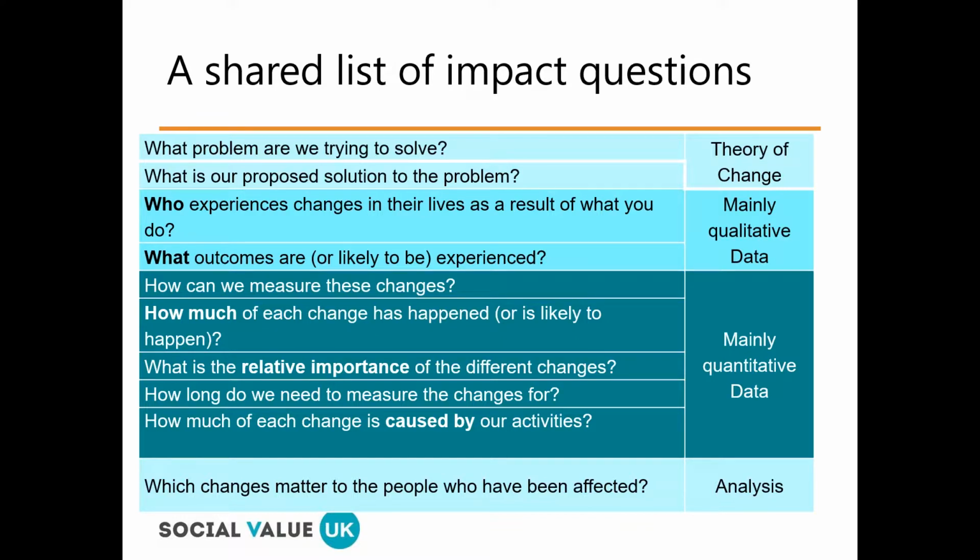In order to do so, we need to identify indicators. So that question there that says, how can we measure these changes, is really related to the different approaches, the different indicators we can use to measure the extent of change, or the delta of change, if you prefer. So now we understand what's changed, we understand by how much those changes have occurred. We then want to understand how important those different changes are, the relative importance of the different changes. We also need to think about how long we're going to measure the changes for. How long do they last? What's the sustainability of the different changes?